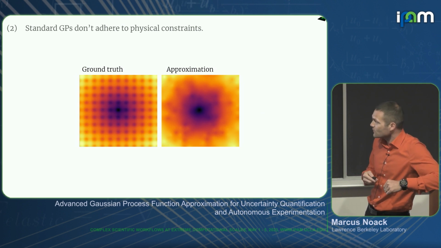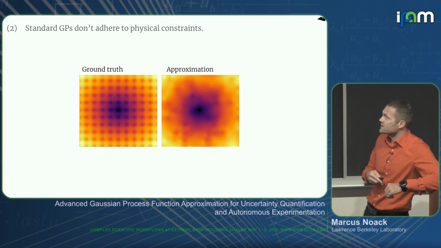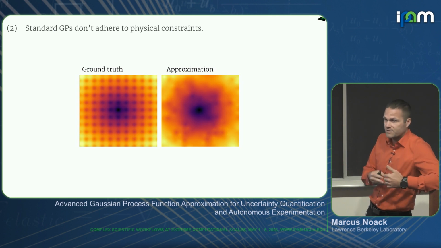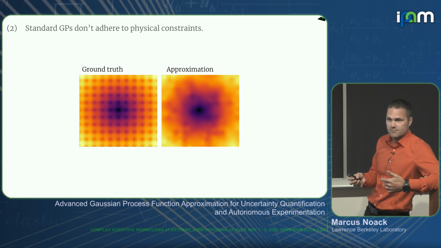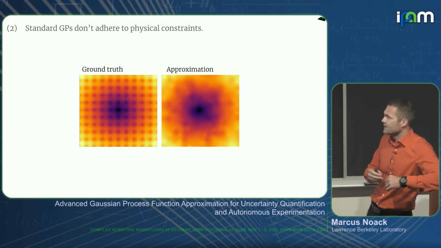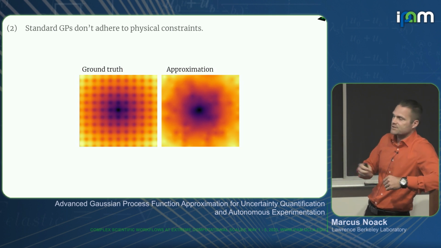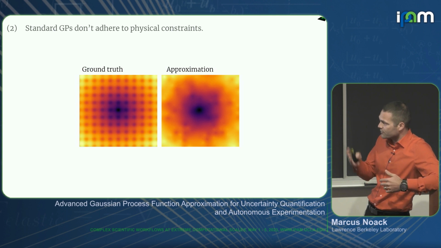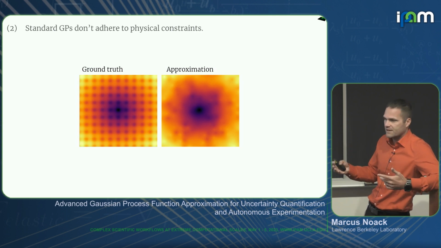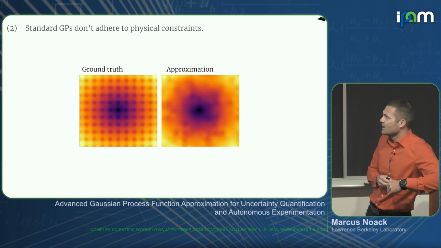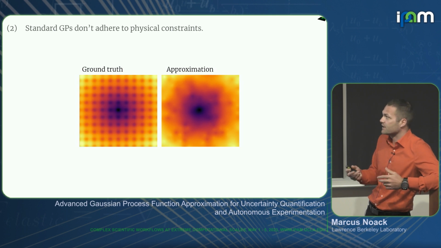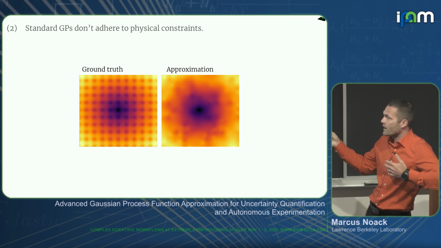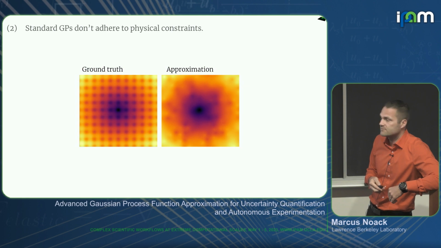Number two, standard GPs don't adhere to physical constraints, so that's a little unfair. How would the GP know about certain physical constraints? Here the example is symmetry. This is Ackley's function, a typical test function in optimization, and it is, of course, symmetric. In a standard Gaussian process, we see on the right-hand side, this is lost. Ideally, if we have really strong domain knowledge like this, we would want the GP to be aware of this kind of symmetry behavior.